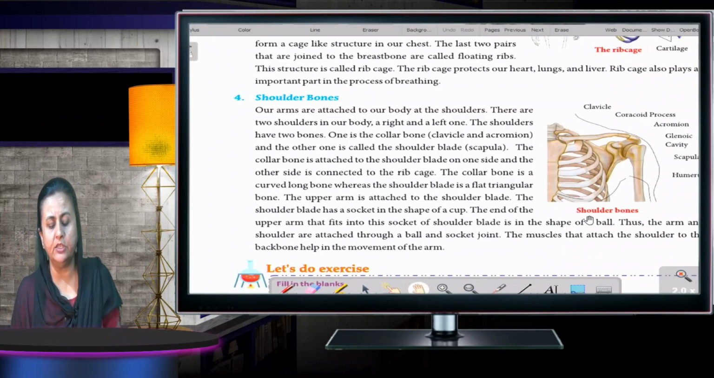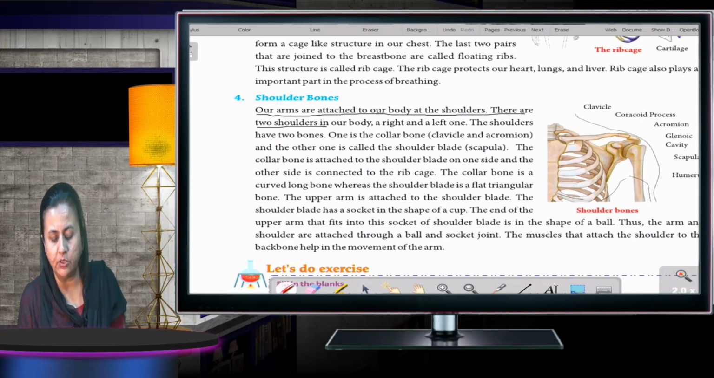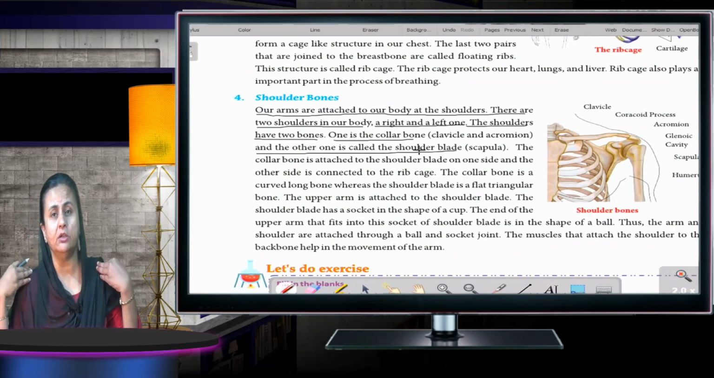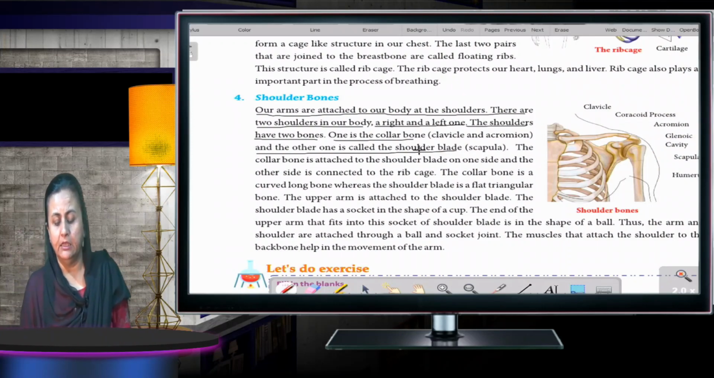Now the fourth one is shoulder bones. To start with shoulder bones, our arms are attached to the body at the shoulders. There are two shoulders in a body, a right and a left one. The shoulders have two bones. One is the collarbone and the other is called the shoulder blade. These are your shoulders, and they are attached to the entire body with the help of shoulder bones.